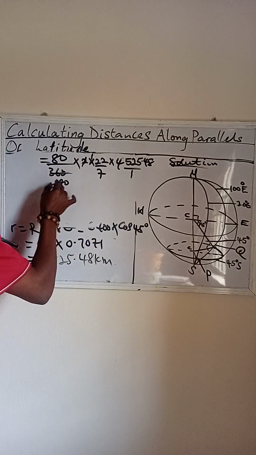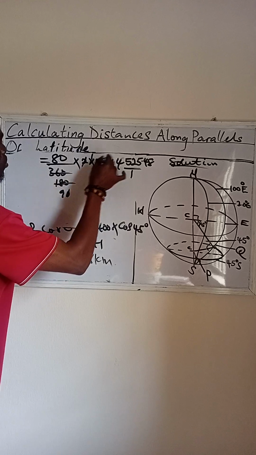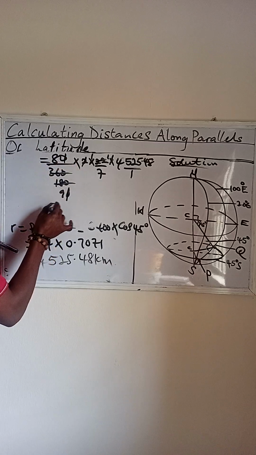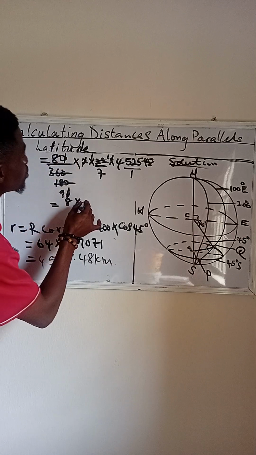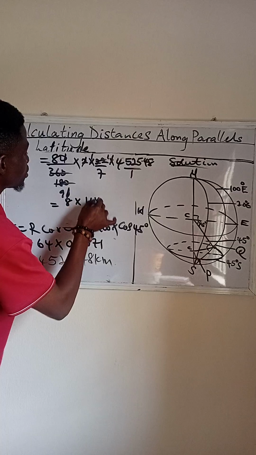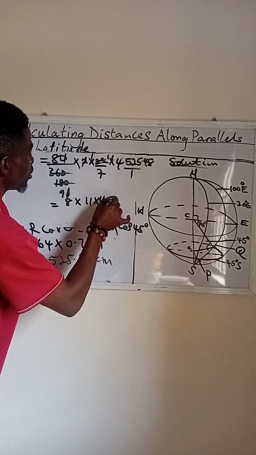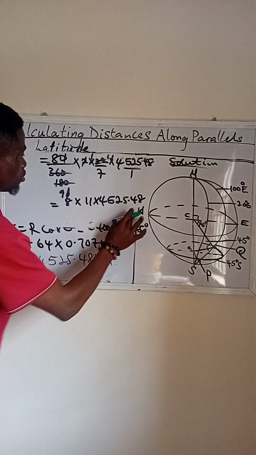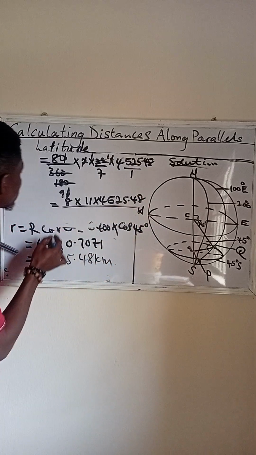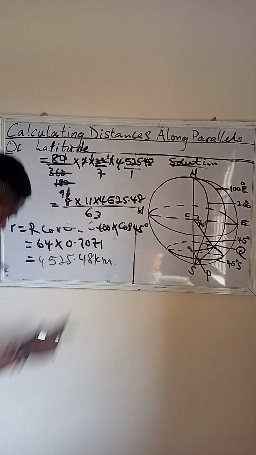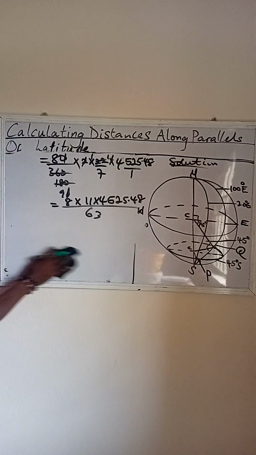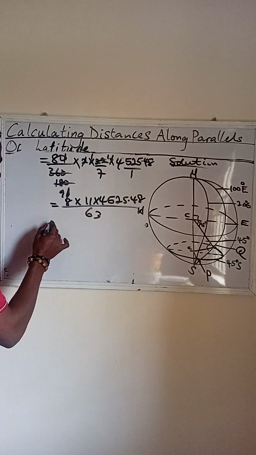Here 1, here is 180. Here we give you 90. Here we give you 11. Here we give you 0, 0. Okay, so we have 8 times 11, then times 4,525.48, then divided by 63. Okay, let's multiply and let's see what we are going to have.